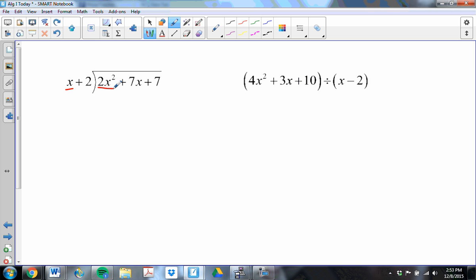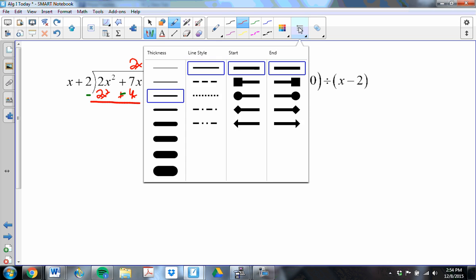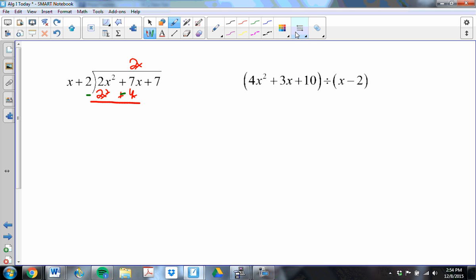X goes into 2x squared, 2x times, because 2x times x is 2x squared. 2x times what? Sorry. It should be x times what is 2x squared, and the answer is 2x, so I put a 2x up here. So now I multiply everything. 2x times x is 2x squared. 2x times 2 is 4x, and I'm going to subtract these. Subtract this, and that gives me 3x. And I drop down a 7.